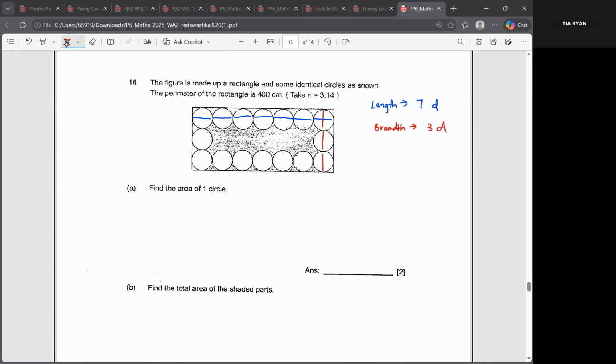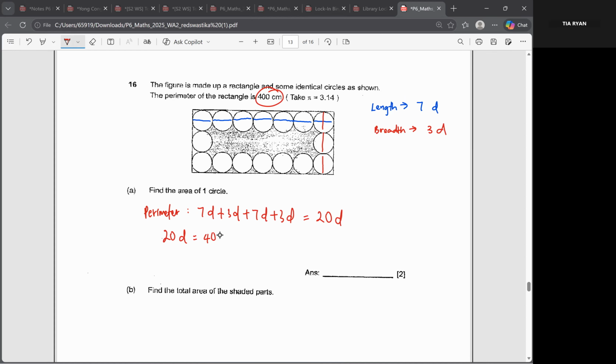The perimeter will be made up of how many? So the perimeter will be made up of 7D plus 3D plus 7D plus 3D, isn't it? 7 plus 7 plus 3 plus 3 equals 20 diameters, which then equals the total, which is 400 cm. So 20 diameters equals 400 cm.